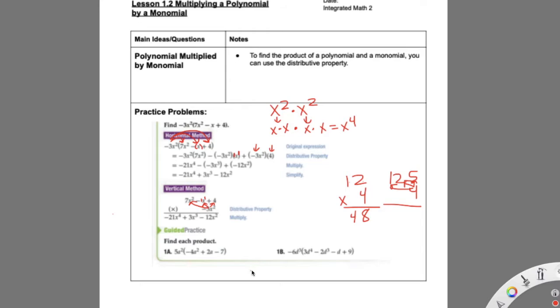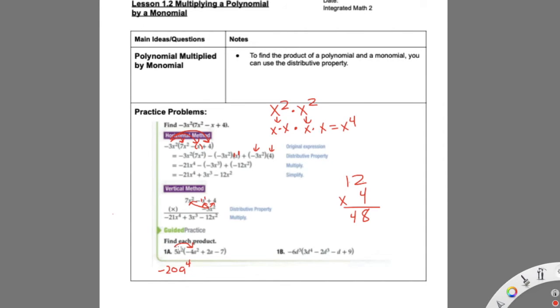All right, so let's go ahead and actually see what this looks like over here. So I'm going to do this one horizontal, and I'll do this one vertically. So horizontally, and I believe that's 5. Sorry, it gets a little blurry on here. So 5a squared times negative 4a squared. So I have 5 times negative 4. That's negative 20. A squared times a squared, just like x squared times x squared, I have a to the 4th because 2 plus 2 gives me 4.